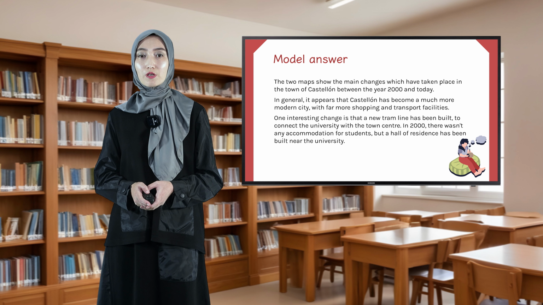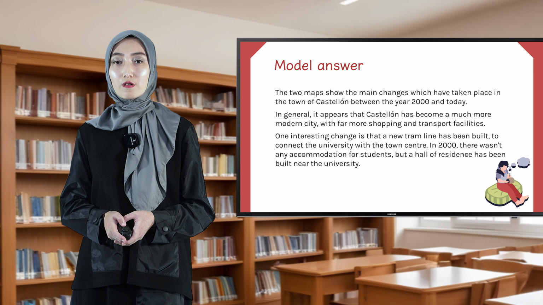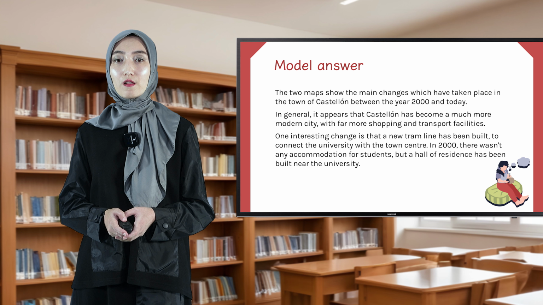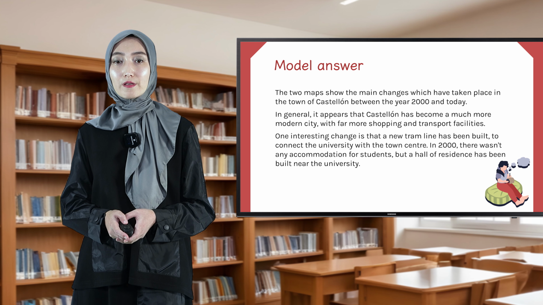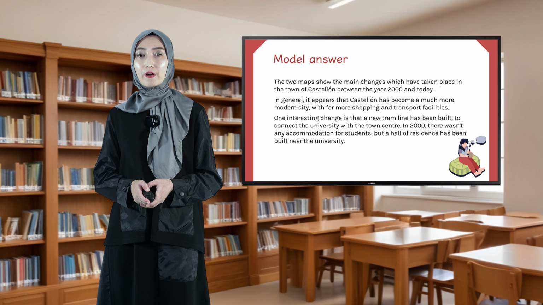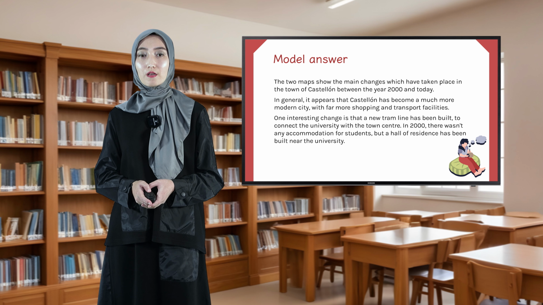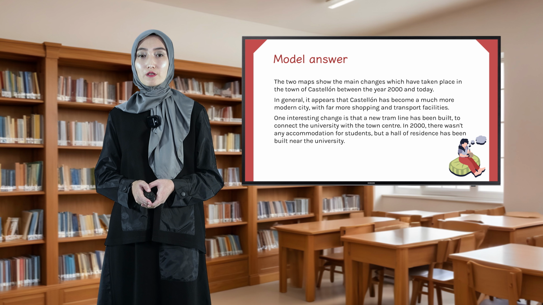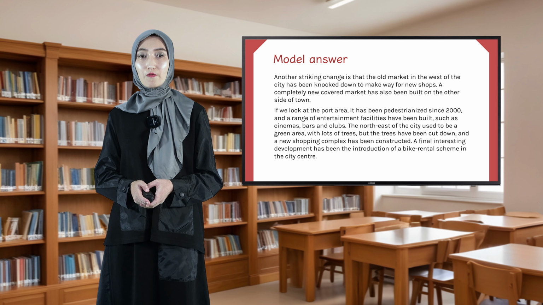Here again you can see the changes. For example, in the past there were lots of trees and it was a green area, but today you cannot see this kind of trees and green area. Instead of seeing that, you can see only buildings like a shopping complex and this kind of trading centers. And here the writer mentioned the final interesting development, and the writer says a final interesting development has been the introduction of a bike rental scheme in the city center, and that is the final interesting change.